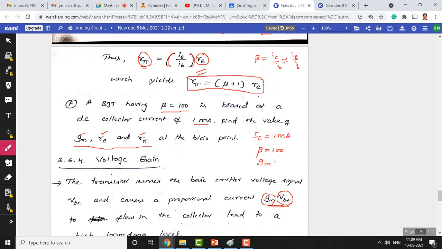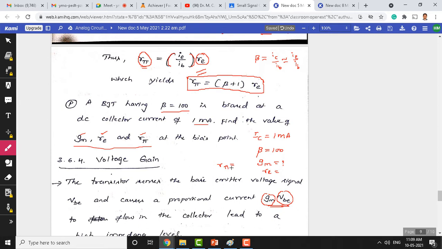If yes, let me know the answer from your side. What is the value of gm, re, and r pi? Because by solving this problem, you will be in a position to understand the typical values of this gm, re, and r pi. I look forward, everybody, to solving problems after every topic that we cover here.